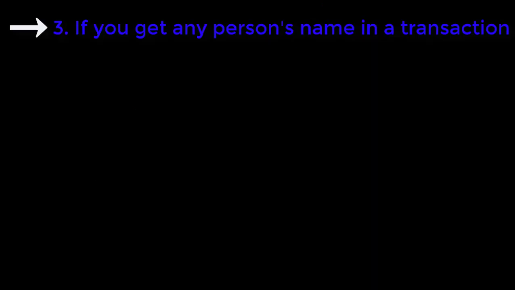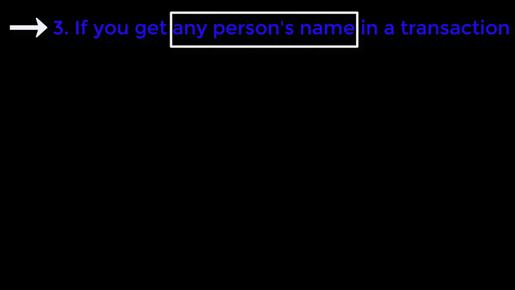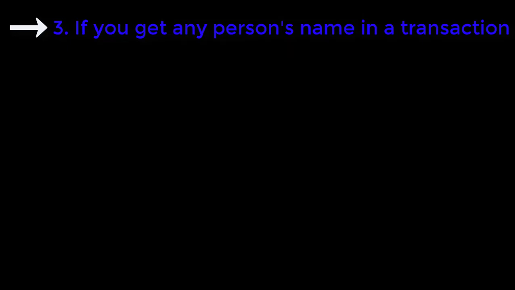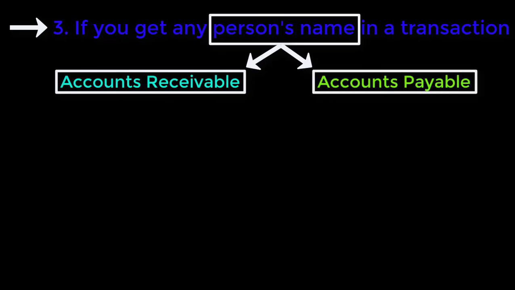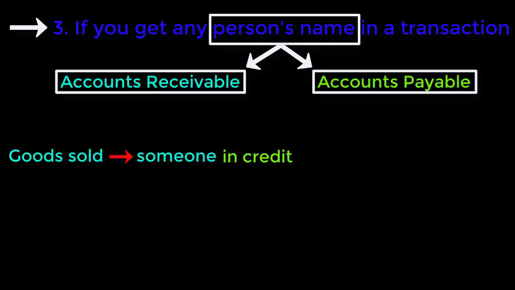Number 3. If you get any person's name in a transaction without mentioning the word cash, then you will have to assume that the transaction is a credit transaction. For a credit transaction, instead of the person's name, you will have to write either accounts receivable or accounts payable. Now the question is, when will you have to write accounts receivable or when will you have to write accounts payable? When goods are sold to someone on credit, then you will have to write accounts receivable instead of the name of the person. Why accounts receivable? Because the company will receive the money in future.